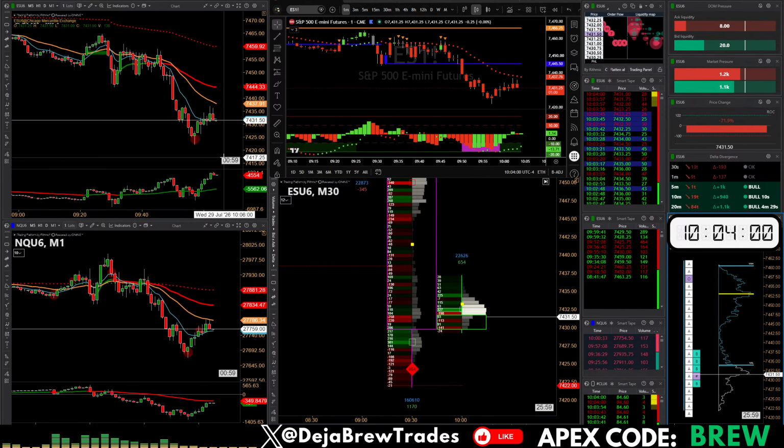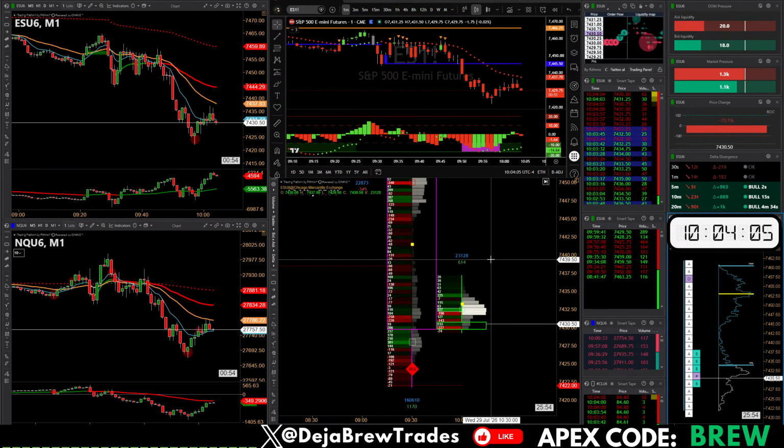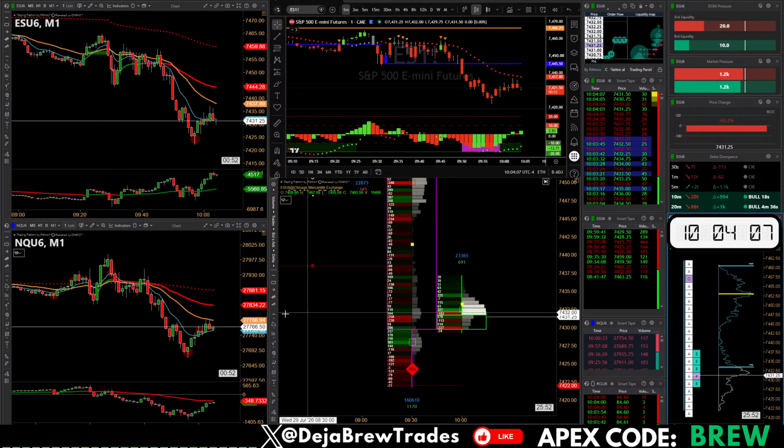Right now, we have a little bit of a rebound into the 24. If that rebound stays below that daily VWAP, it is still pretty bearish.